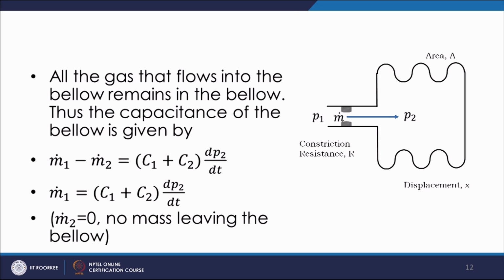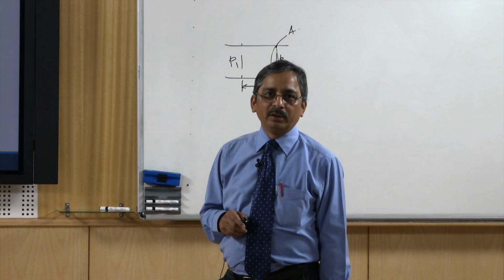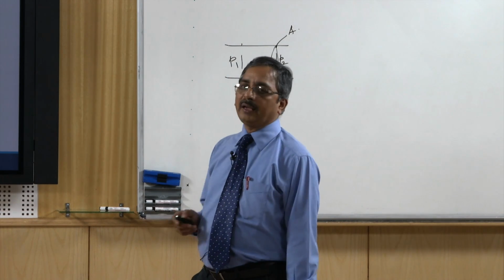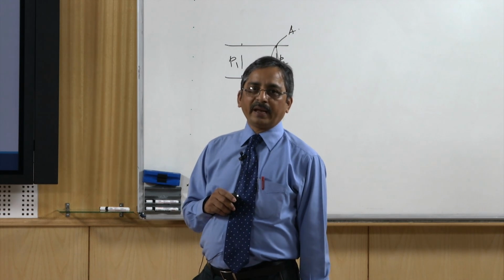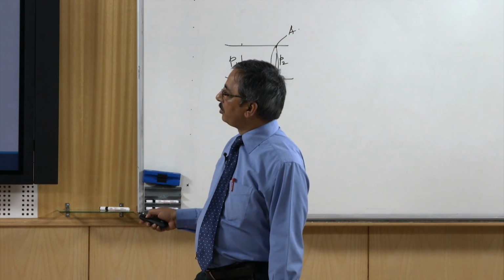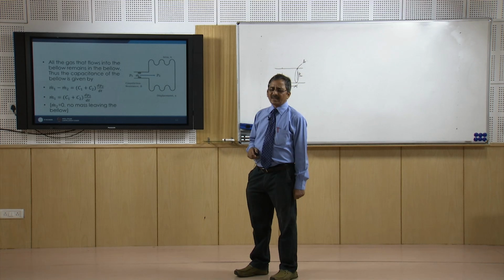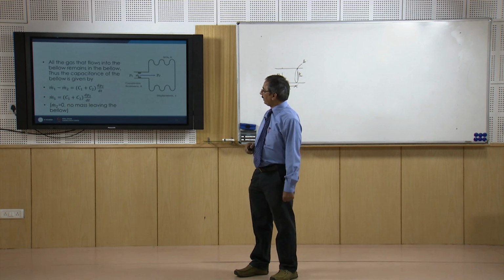Now, as I said, there is no gas which is going to escape from the bellow. So, what we can do is take m2 dot equal to 0. If I take m2 dot equal to 0, this is what I get: m1 dot is equal to (C1 plus C2) into dP2 upon dt. Now, why am I taking dP2? Because P2 is the pressure here inside the chamber, inside the bellow.